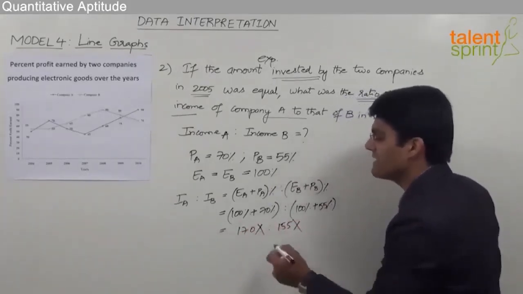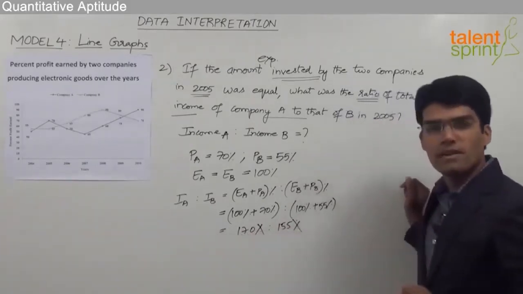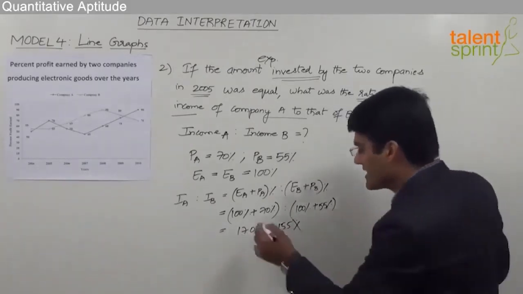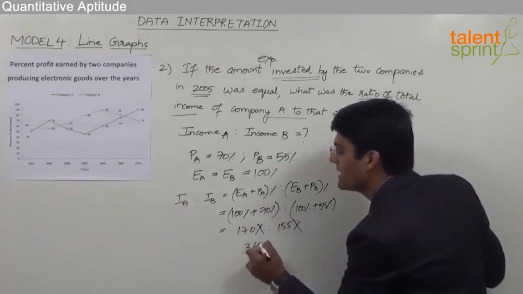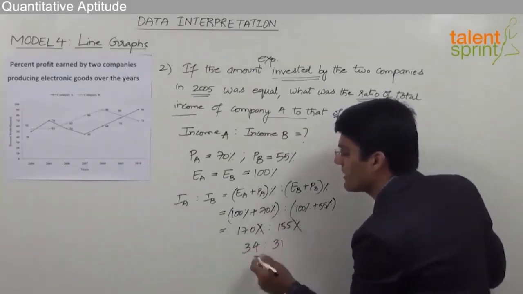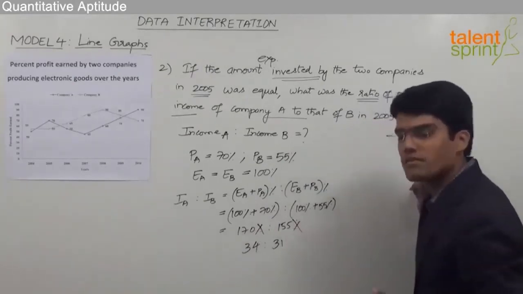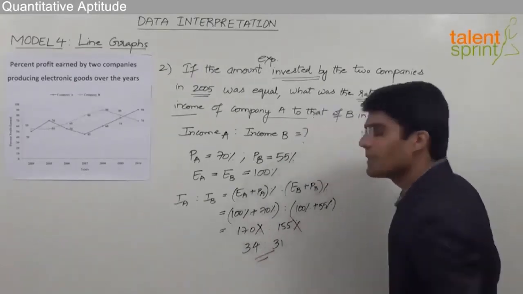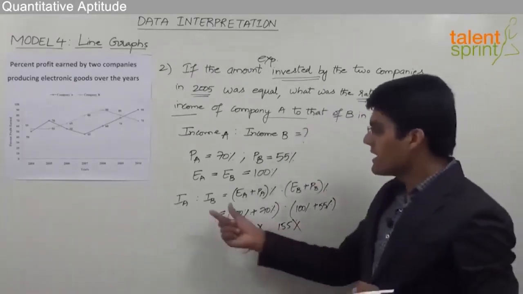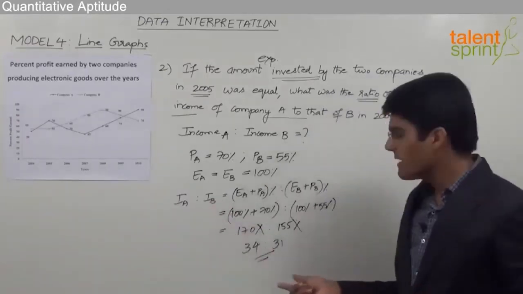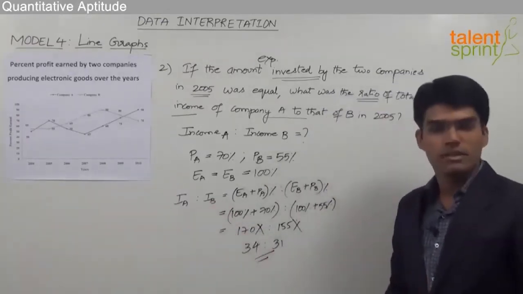Percentages anyway get cancelled here. So 170 is to 155 can be taken as the final answer. Now by simplifying this further, we get it as 34 is to 31. Why? Because 34 into 5 is 170 and 31 into 5 is 155. So the final answer here is 34 is to 31. That means the income of the two companies in 2005 are in the ratio 34 is to 31.